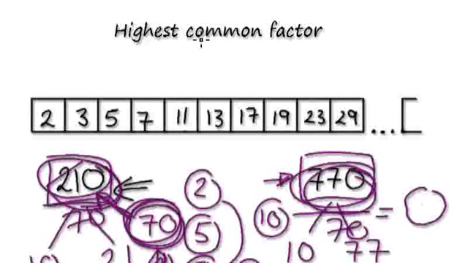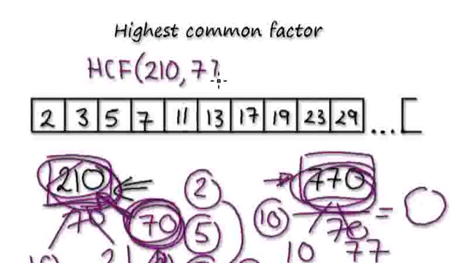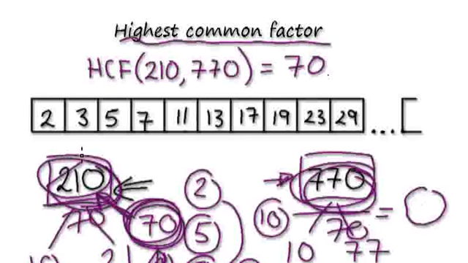So now the highest common factor, you could write it as this: highest common factor of 210, 770 equals 70. So to find the highest common factor of something, break up those numbers into a product of primes, and then you can try and figure out the highest common factor.